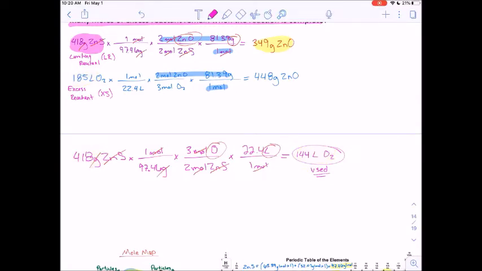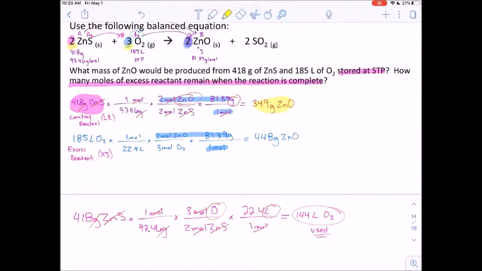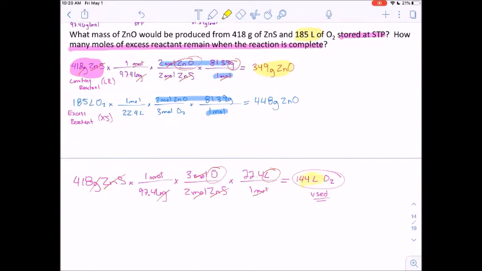So I started with 185 liters. My problem is telling me that information right here. I've started with 185 liters, but I'm only using 144. So 185 liters minus 144 liters. Plug that into your calculator, and you end up with 41 liters of O2.